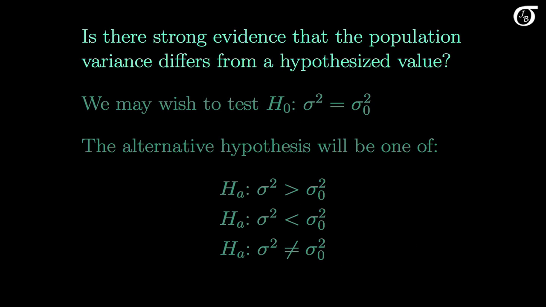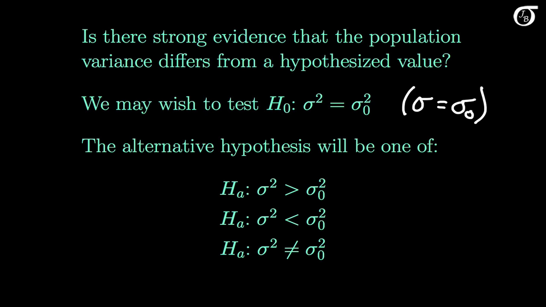We may wish to use a hypothesis test to help answer the question, is there strong evidence that the population variance differs from a hypothesized value? We may wish to test the null hypothesis that sigma squared equals sigma naught squared, where sigma naught squared is some hypothesized value that is of interest to us. We may also phrase this in terms of the standard deviation, that the population standard deviation sigma equals sigma naught. The alternative hypothesis will be one of these three options. The appropriate choice of alternative hypothesis depends on the problem at hand.